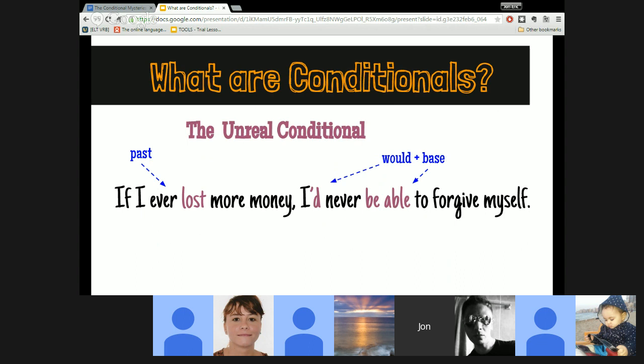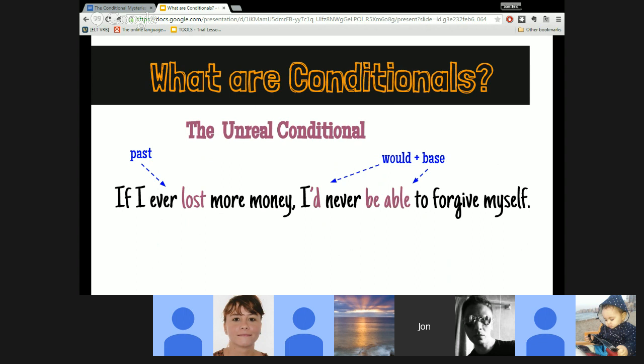There's a name for it. It's called the subjunctive, but don't worry about that. Just say would. And it's would plus the base form of the verb. So if the verb was going somewhere, the base form would be go. If the verb was had or will have, the base form is have. So the base is just to go, take off the to, and you get go.